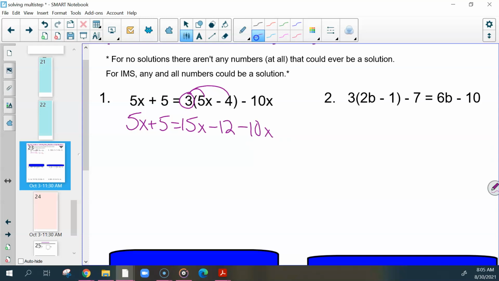I have like terms on the same side that I can combine. And remember, on the same side, you're just doing whatever operation it says. So 15 minus 10.